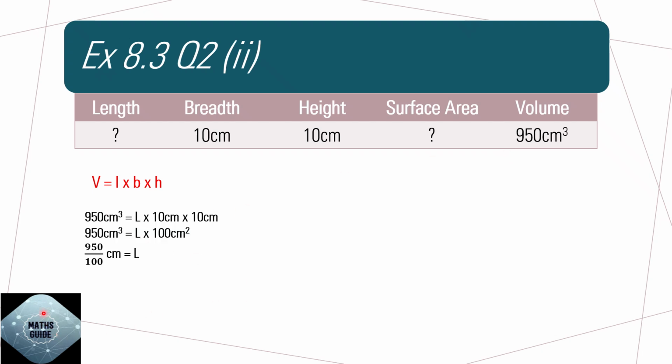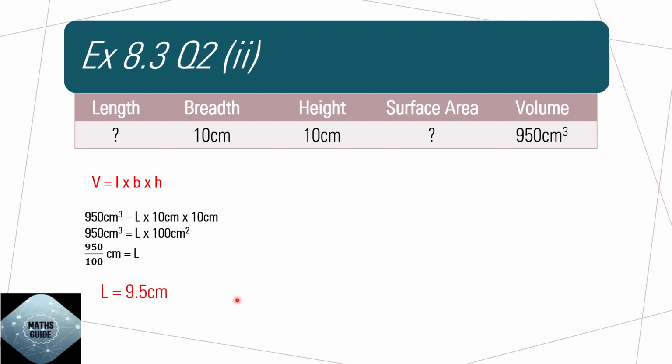As the volume given is 950 cm³, length is not given, breadth is 10 cm and height is 10 cm. Multiply these two dimensions, we get 100 cm². And we have the volume 950 cm³. 100 cm² is multiplying with the length on this side of the equality sign. We will move this 100 cm² to the other side of the equality sign and then it will divide 950. After division of 950 by 100, we get the length. So the length is 9.5 cm.